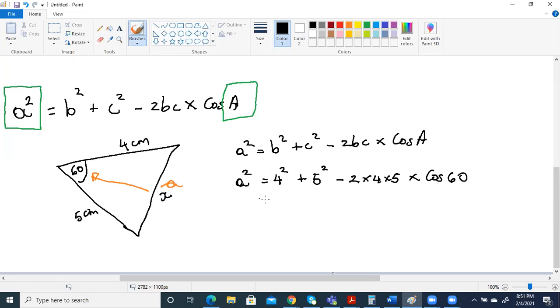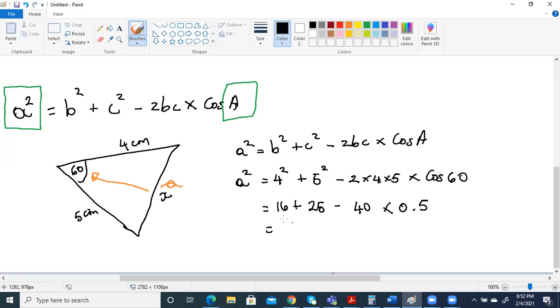All right? So a squared is equal to 4 squared, which is 16, plus 5 squared, which is 25, minus 2 fours is 8, and 8 fives is 40. I hope that is right. 2 times 4 is 8, 8 times 5 is 40, yes. Times the cosine of 60. What's the cosine of 60? 0.5.